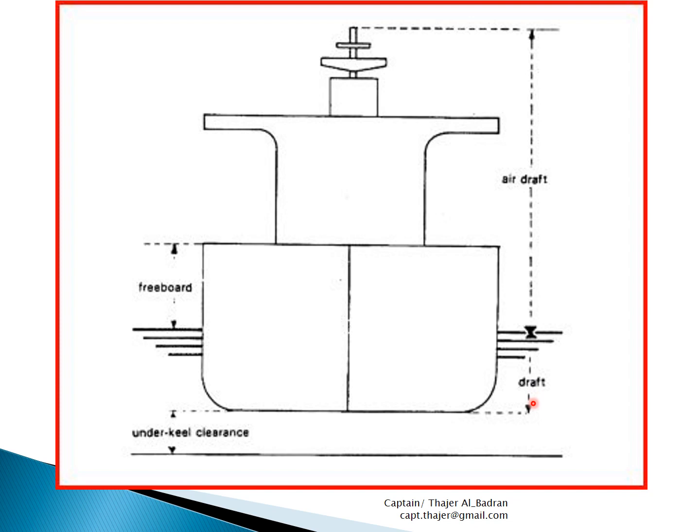Draft. It is the vertical depth of the ship that can be measured from the waterline to the keel. It is very important to know it when the ship is steering over shallow water. Freeboard. It is also a vertical measurement of the ship, measured between the waterline and the main deck.